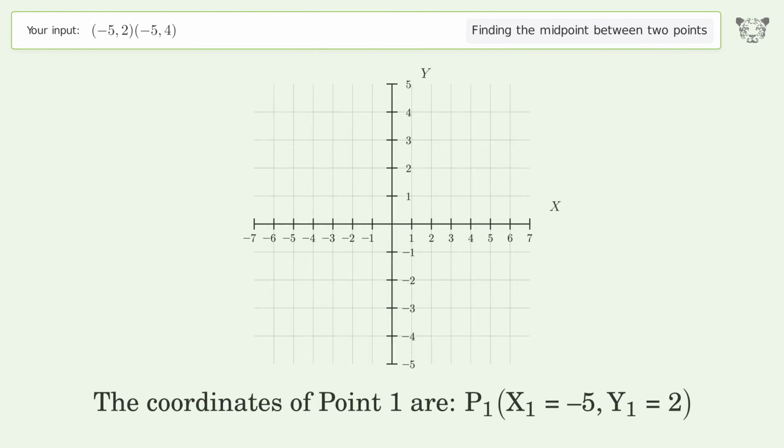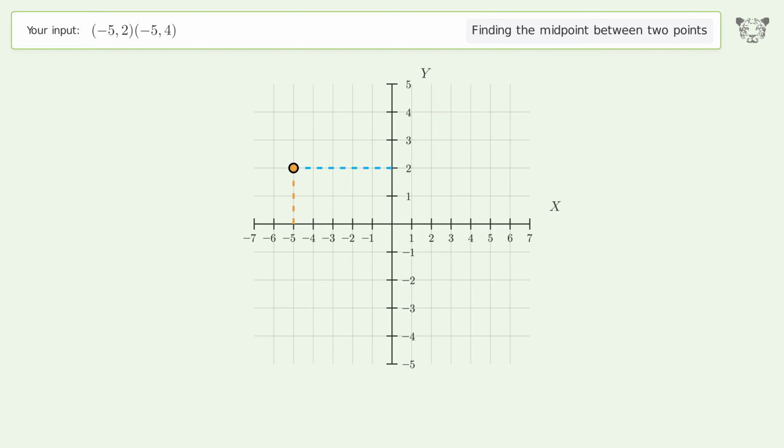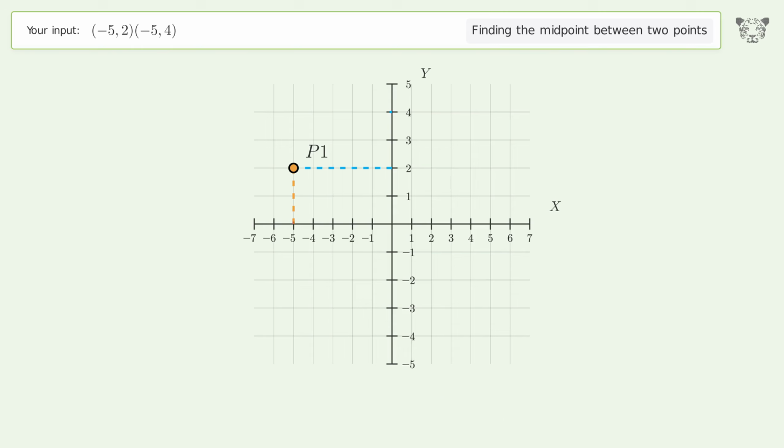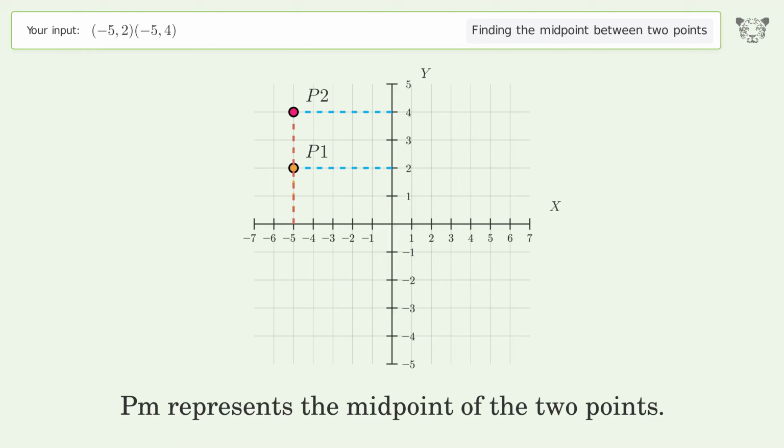The coordinates of point 1 are, x1 equals -5, y1 equals 2. The coordinates of point 2 are, x2 equals -5, y2 equals 4. PM represents the midpoint of the 2 points.